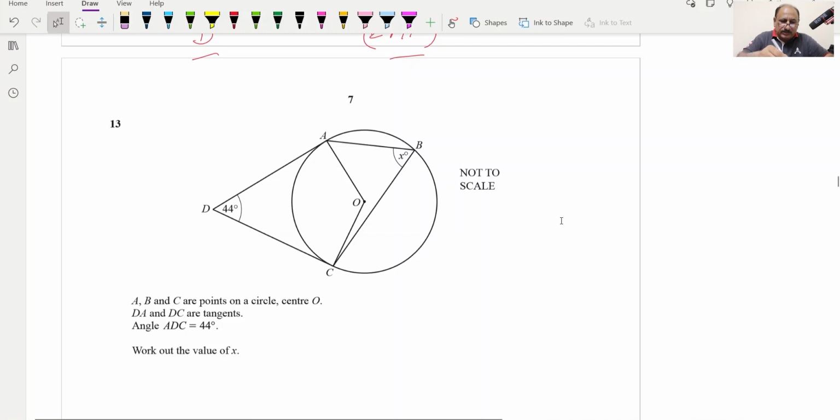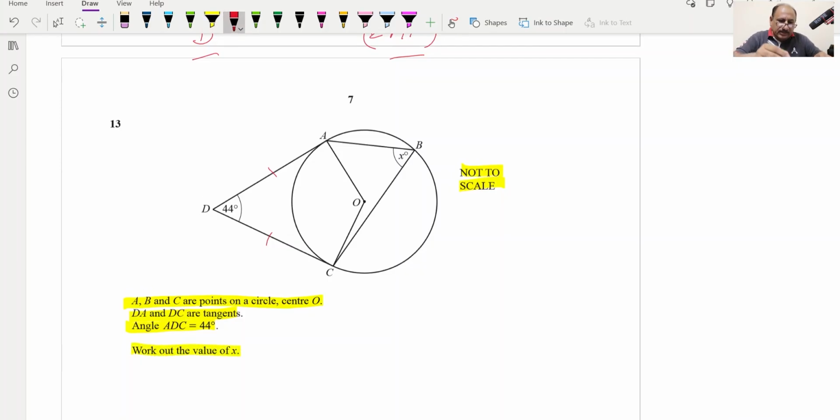Question number 13 says what? Question number 13 says diagram is not to scale. ABC are points on the circle center O, DA and DC are tangents, and tangents of this on the circle, basically tangents are equal to each other, and ADC is 44. Work out the value of X.